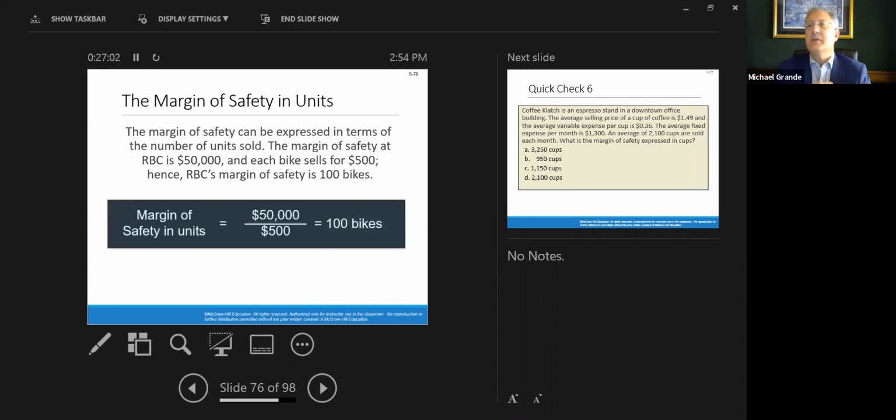Margin of safety can be expressed in terms of the number of units sold. So you know the margin of safety in dollars. You know the sales price per unit. That represents 100 bikes.